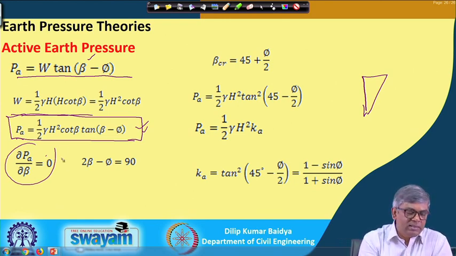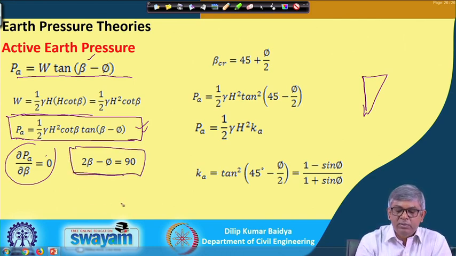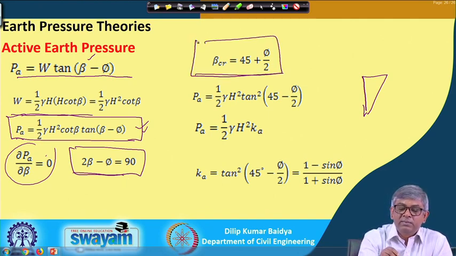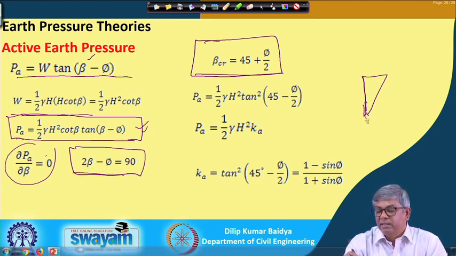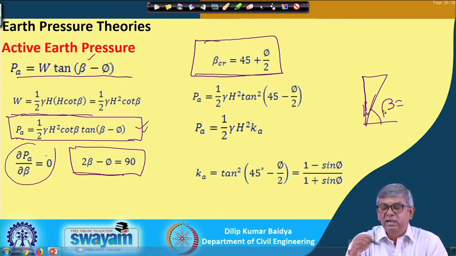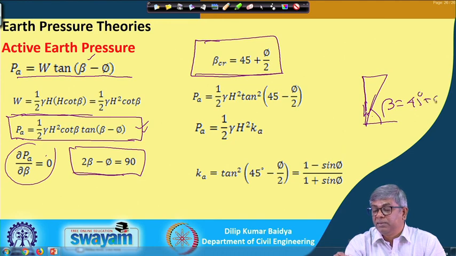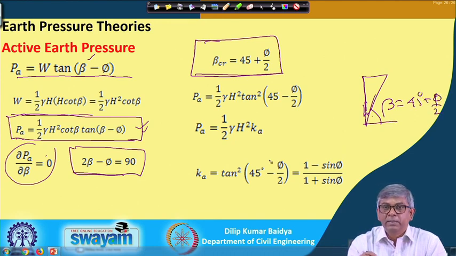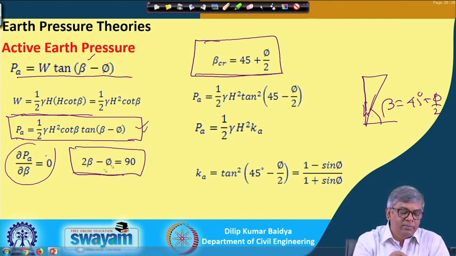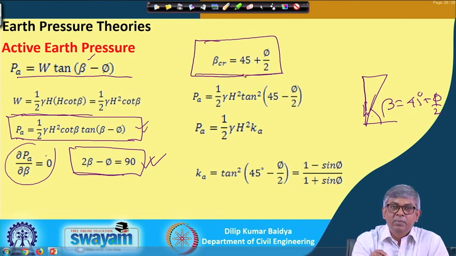And that I have done, and then if I simplify, I will see that 2 beta minus phi becomes 90 degrees, or beta will become 45 degrees plus phi by 2. That means this angle beta we have assumed, and as I have shown qualitatively before, in the active case it becomes 45 degrees plus phi by 2, whereas in the passive case it is 45 degrees minus phi by 2, that I will show later on. But for the time being, from this I can see that the failure plane angle with the horizontal becomes 45 degrees plus phi by 2.